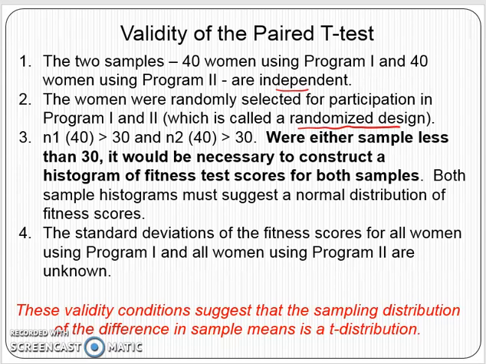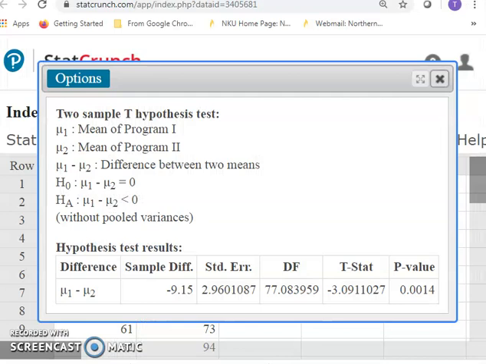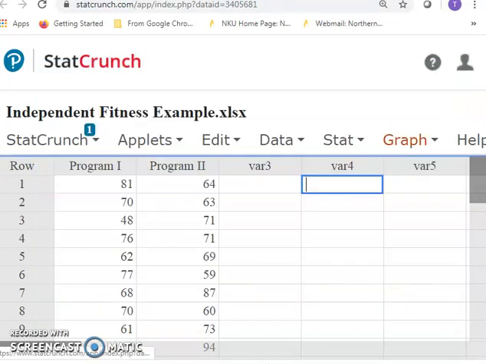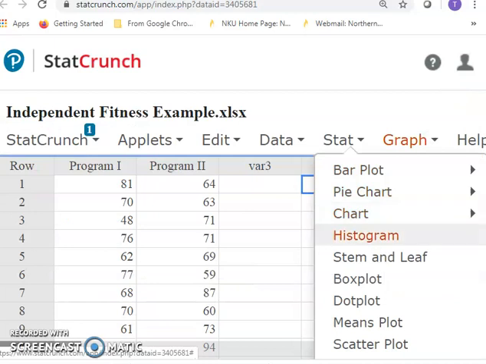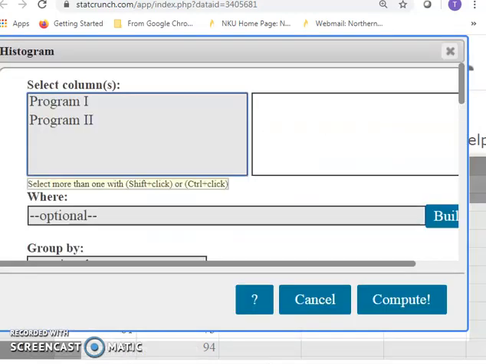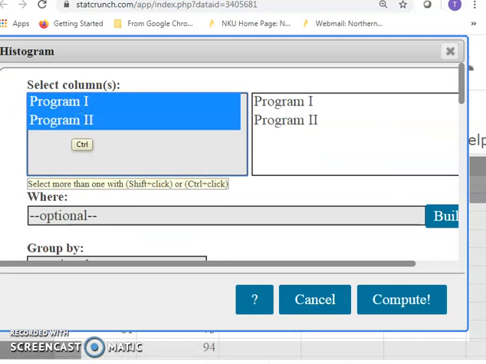The sample sizes, n1, the group 1 is 40, is greater than 30. n2 is 40, is also greater than 30. Just as an aside, again, if either of these sample sizes were less than 30, then what we would need to do is go to, let me bring back our StatCrunch results. We would need to go to StatCrunch and take a look at the graphs of program 1 and program 2. I'm going to compute those.